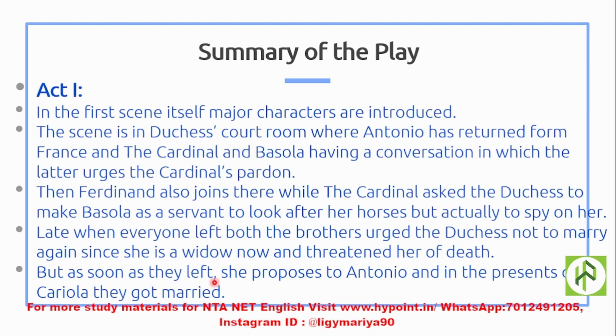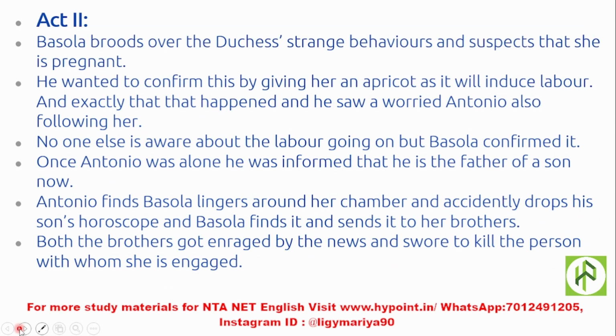But as soon as they left, she proposes to Antonio, and in the presence of Cariola, they got married. Cariola is the Duchess's waiting woman, so she is trustworthy. As soon as the brothers leave the court, the Duchess proposes marriage to Antonio, and in the presence of Cariola, they get married immediately and secretly, of course. So there ends Act 1.